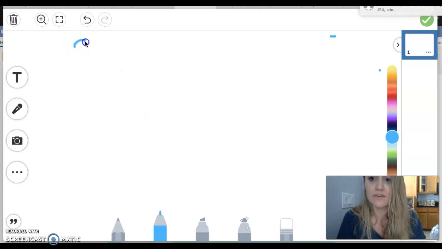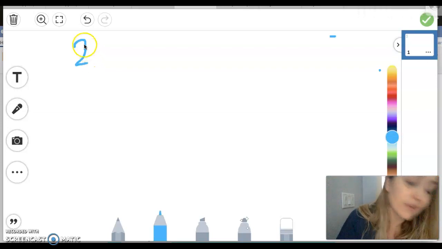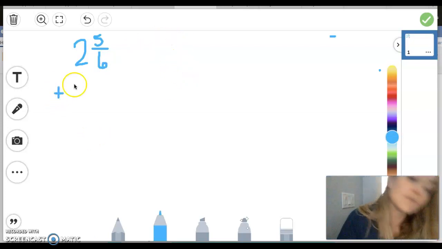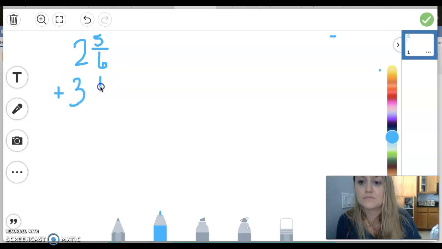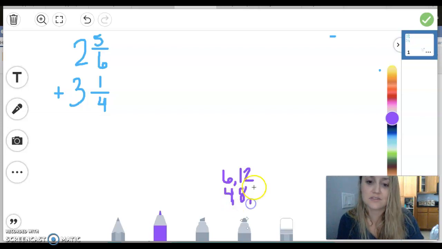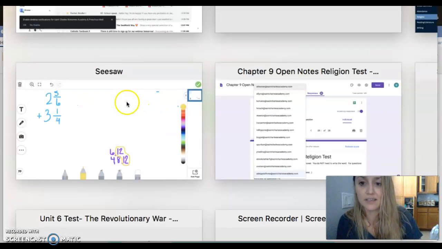So we have 2 and 5/6, and then you'll see too why I like to do it beside each other, plus 3 and 1/4. Okay, so first thing we're going to do is come down here and find my least common multiple, and once you do this, you'll start going, oh, you know what, I already know it's going to be 12. So we have 12 as our denominator here.